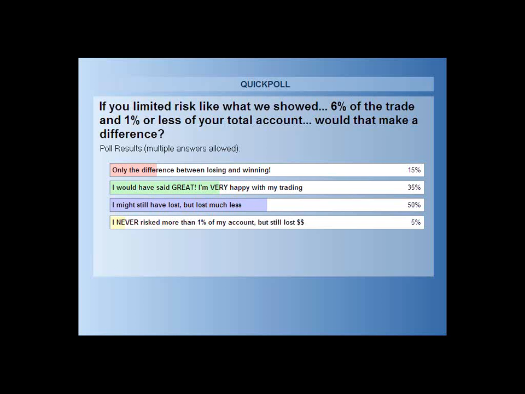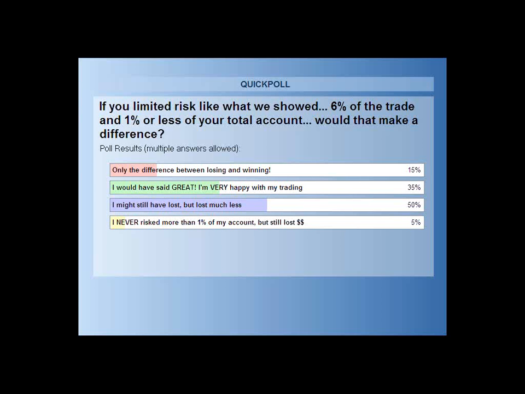Okay, this is great. So 15%, this would have made the difference between a losing year and a winning year. 35% would have said great instead of 4%. We move up to 35%, they would have been very happy. 50% of you still might have lost money, but you would have lost much less. And 5%, of course, say they never risked more than 1% of their account, and they still lost money.